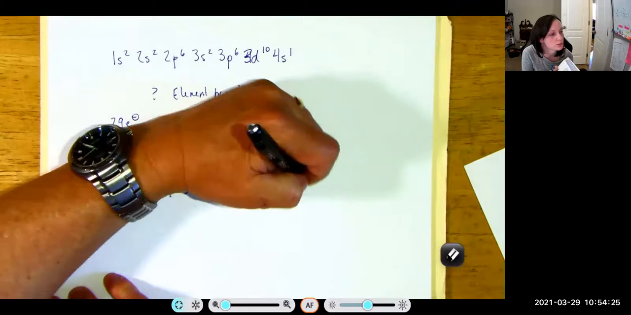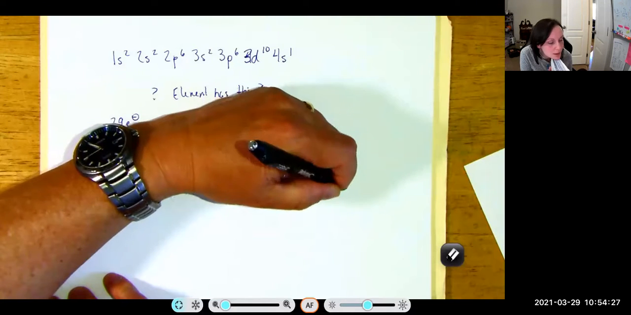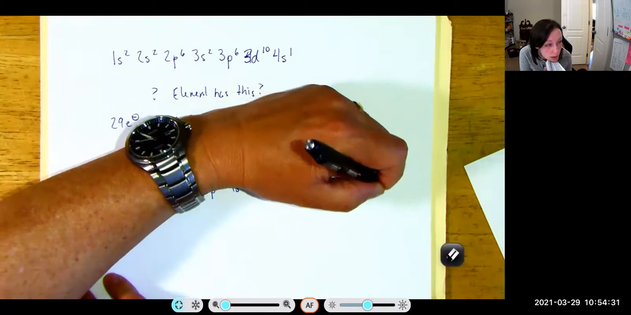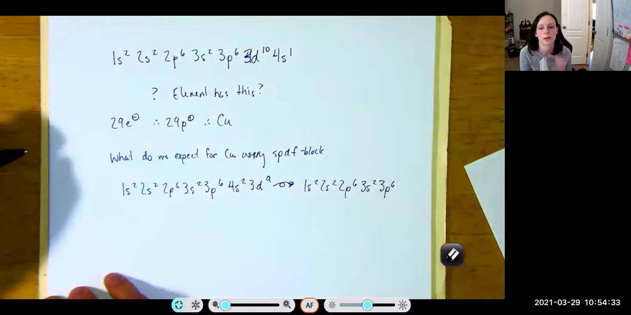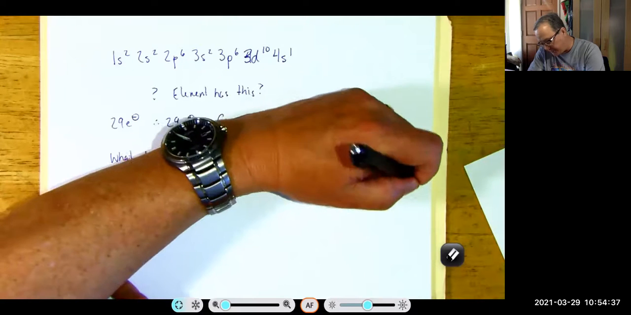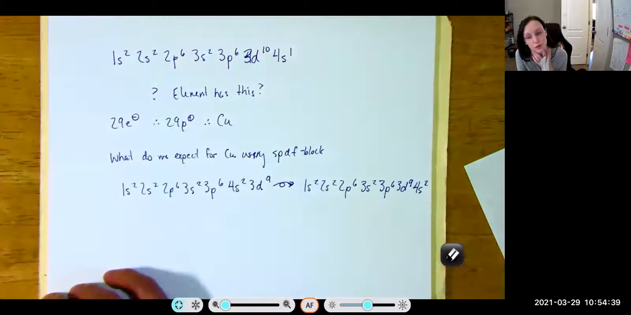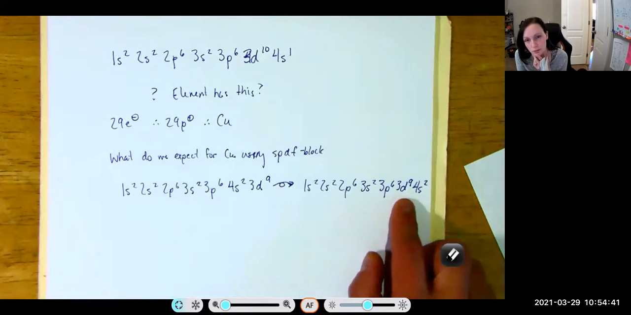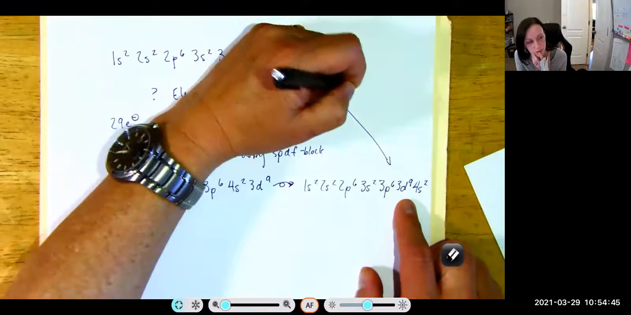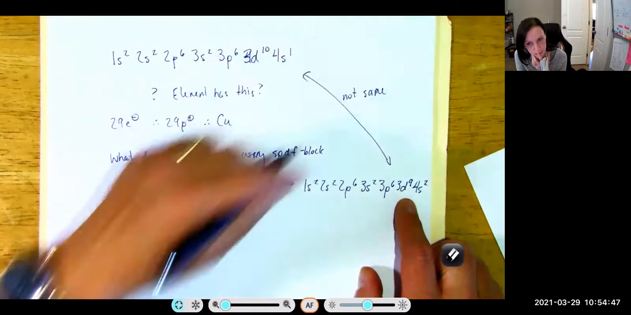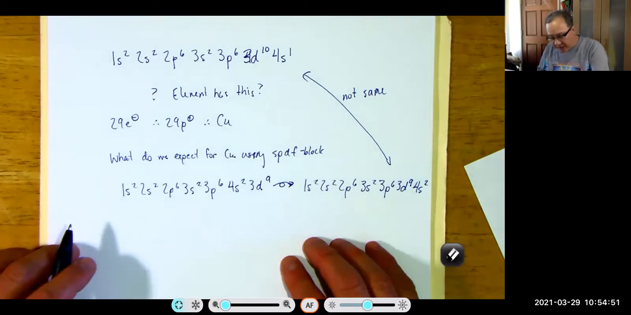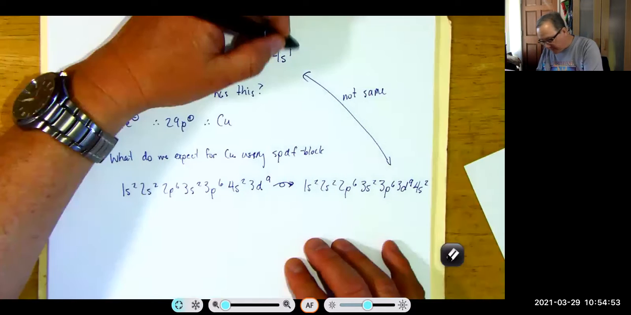1s2, 2s2, 2p6, 3s2, 3p6, 3d9, 4s2. That's what we expect. And here, they're not the same. So what's with that? Why? Well, it's pretty simple, actually. If you take a look at it, do you agree that this is where they're different?